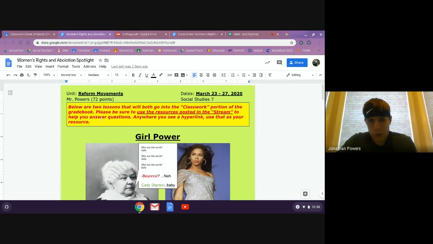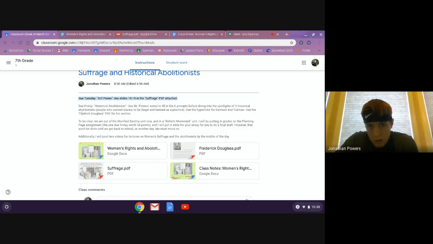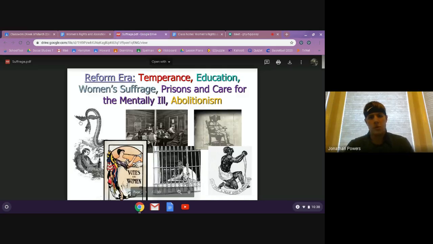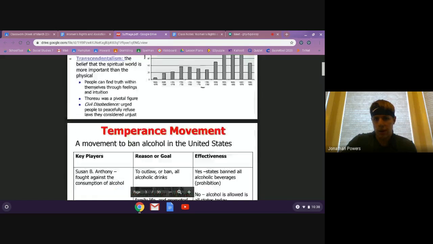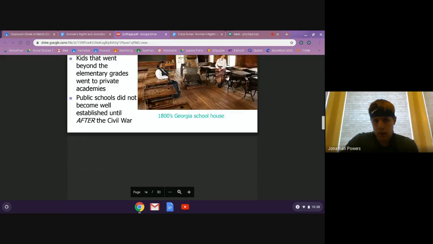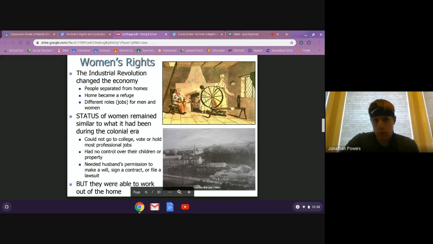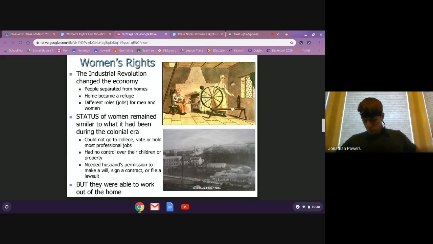For today, you're going to use these slides, this one that says suffrage here, and you're going to use slides 15 to 19. I'm going to do it as a lecture right now as well. If you click here, you would get this particular PDF. I'm going to scroll down to slide 15 to show you exactly where you should be starting, and we shall begin this lecture.